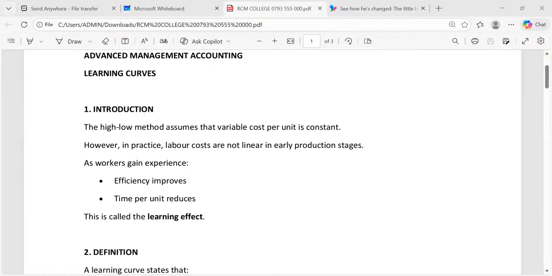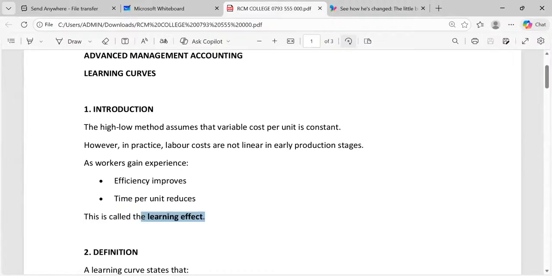So what does that mean, ladies and gentlemen? This basically means here that as workers gain experience, efficiency improves. And if efficiency improves, the time per unit reduces. This is what we call the learning effect.